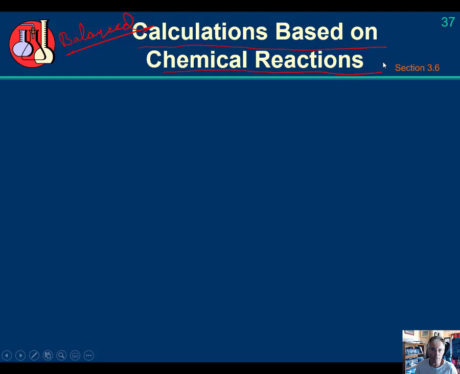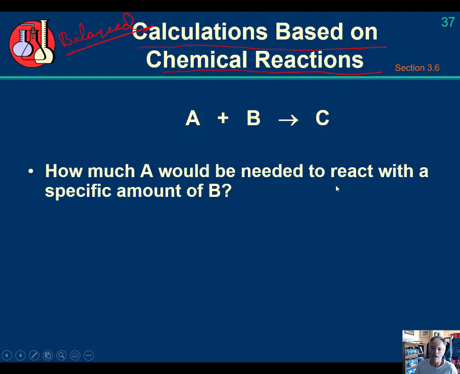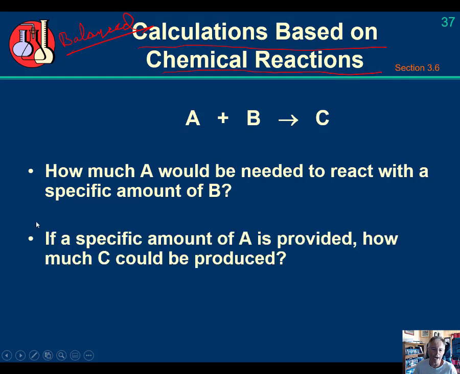So why do we want to do calculations based on chemical reactions? Well, let's say I've got A reacts with B to produce product C, and I want to know how much A is required to react with some specific amount of B. Let's say I have a specific amount of B, and I want to know how much A I need to go get in order to completely react with all of the B that I have. I could also ask, if a specific amount of A is provided, given that I had an unlimited amount of B, and that would be my assumption, how much product C could I make?